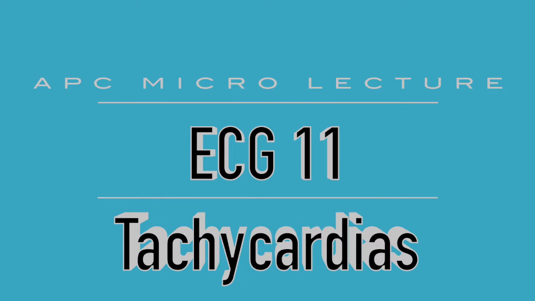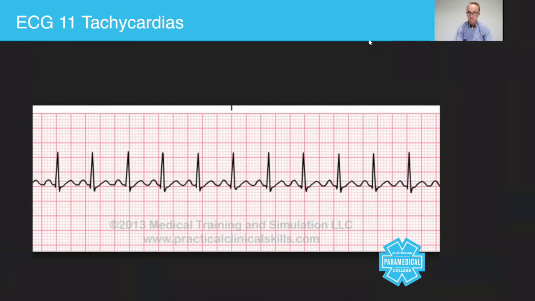Hey guys, in today's micro lecture, we're going to talk about the three different types of tachycardia. Now, as you will know, tachycardia means fast heart. Tachy meaning fast, cardia is relating to the cardiac system, the heart. Now, tachycardia starts at 101 beats per minute. So anything over 100 beats per minute is defined as a tachycardia.